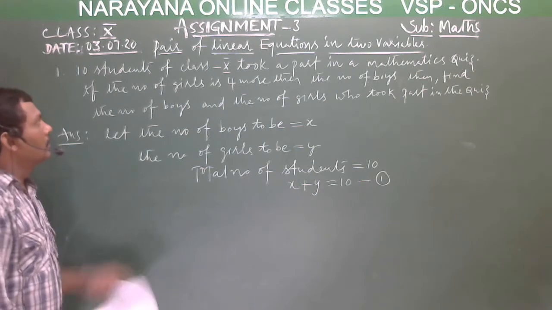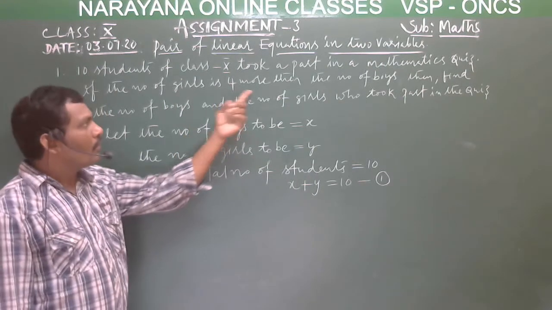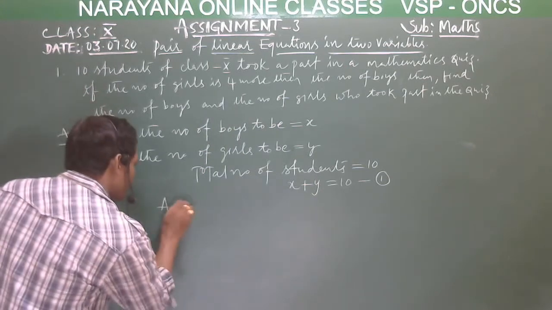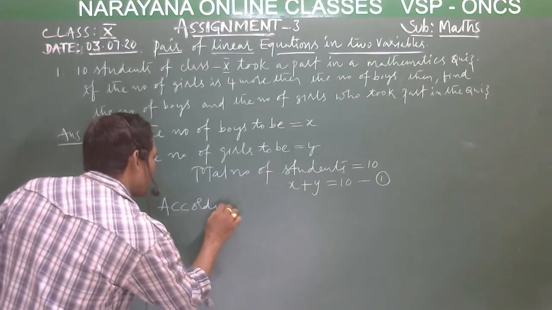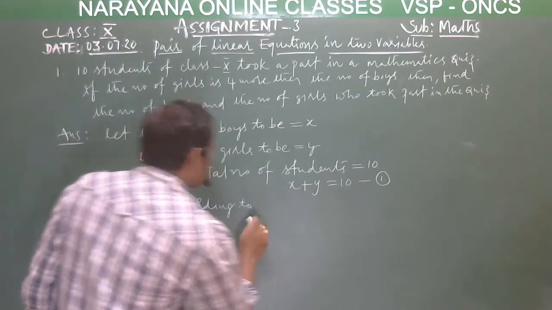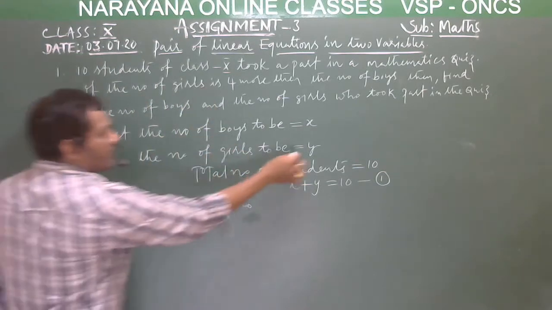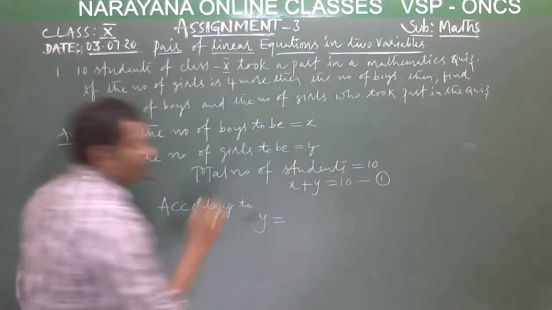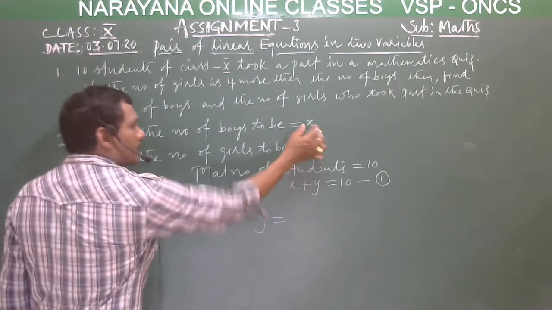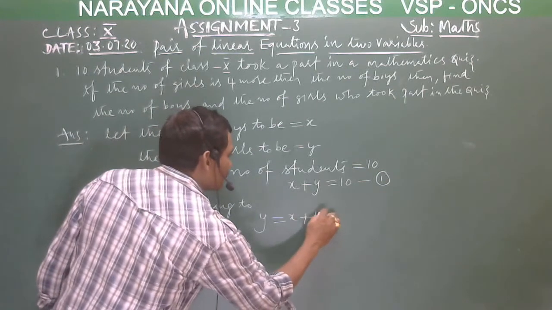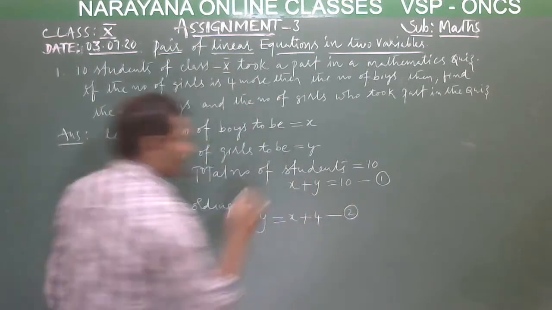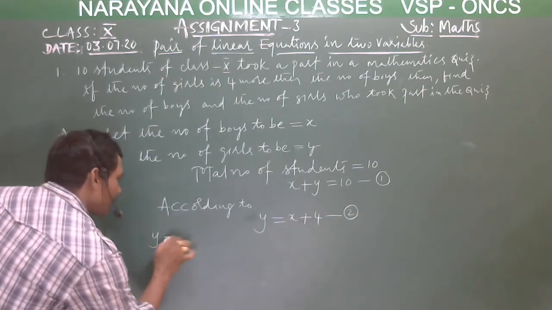According to the question, the number of girls is 4 more than the number of boys. The number of girls means y is equal to 4 more than the number of boys. Number of boys is x. 4 more than means positive plus 4. Now here the second equation: y is equal to x plus 4.